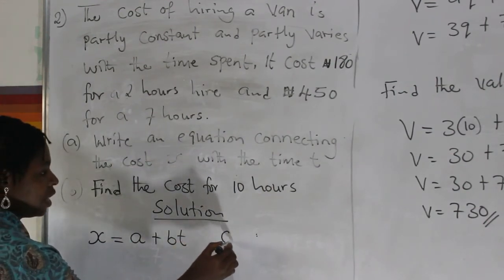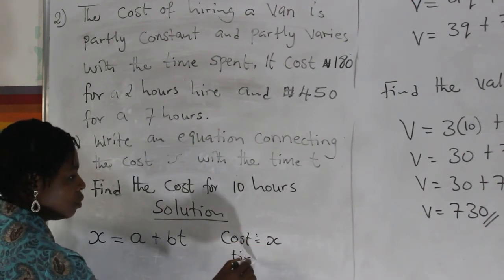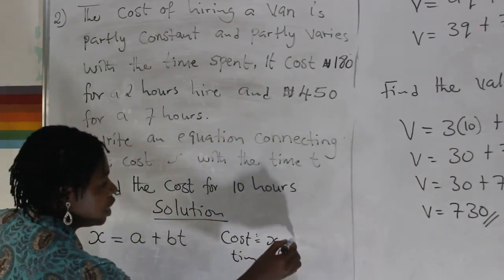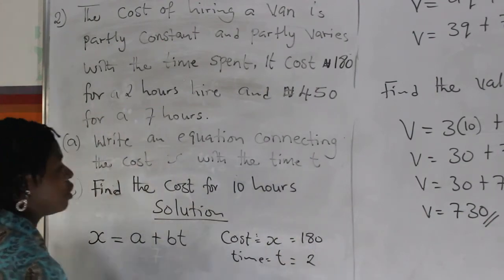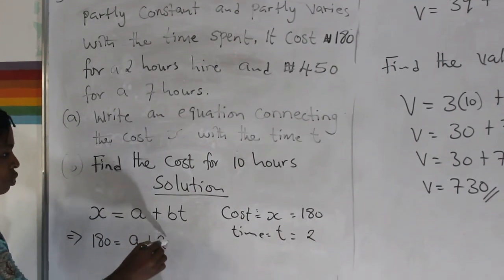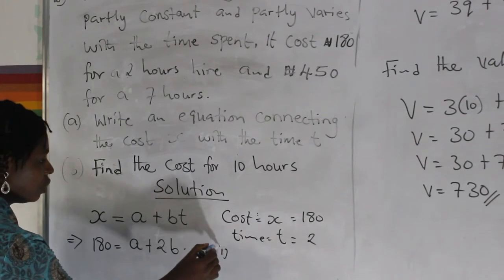Okay, let me just write cost. We use S for cost and we use T for time. So let's substitute now. The cost is 180 and the time there is 2 for the first equation. So for the first equation, cost is 180 equals A plus 2B. This is our equation 1.